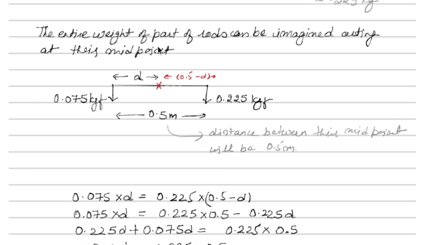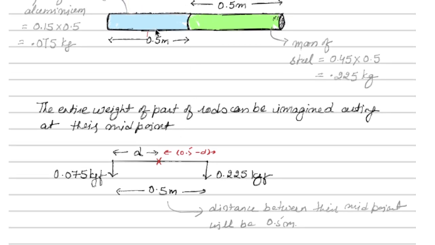Here we are assuming the entire weight of a part of the rods can be imagined acting at their midpoint. So these are the midpoints, and the distance between midpoints is again half a meter. Just take a moment to digest this: how much distance will it be between the midpoints? It will be half a meter, because each midpoint is at 0.25 meter. From here to here it is 0.25, from here to here it is 0.25. So we just add 0.25 plus 0.25, which is 0.5 meter, or half a meter.